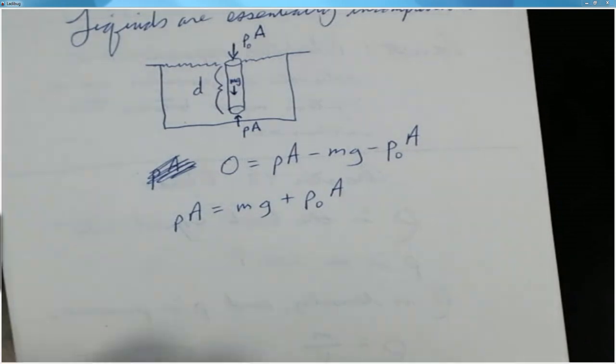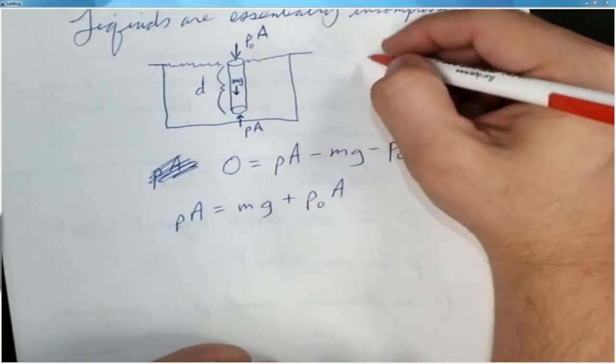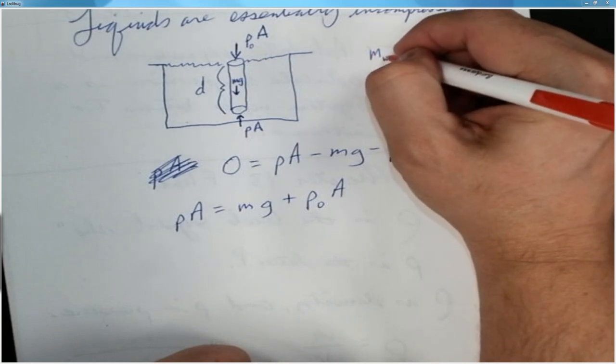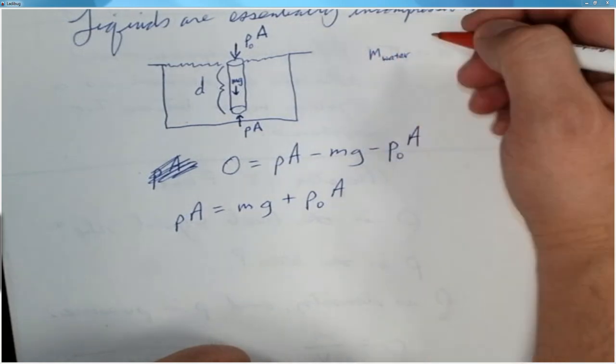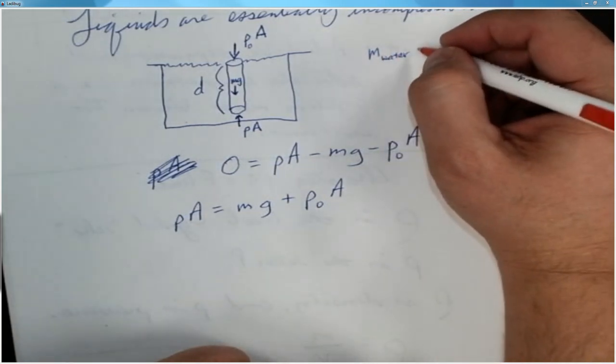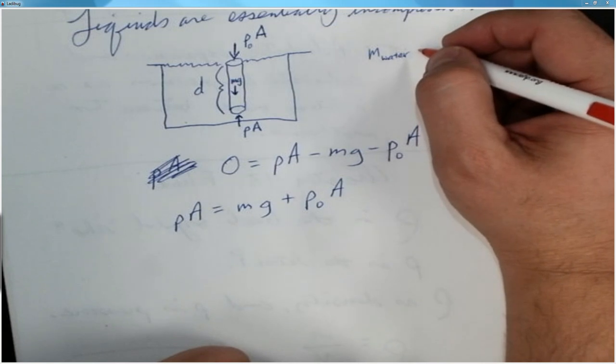But I do have a little trick to show you, which you might not have thought of yourself. Honestly, I would not have thought of this either, but somebody showed me when I was your age. So the mass of this water column here, the mass of that water, I'm going to come up with an expression for it.